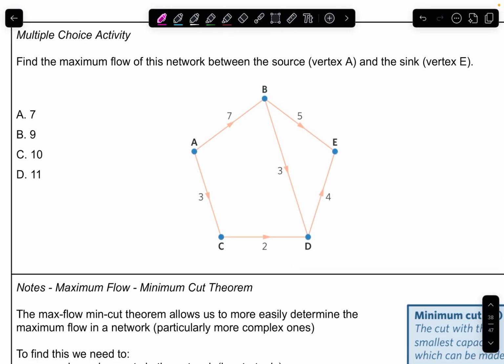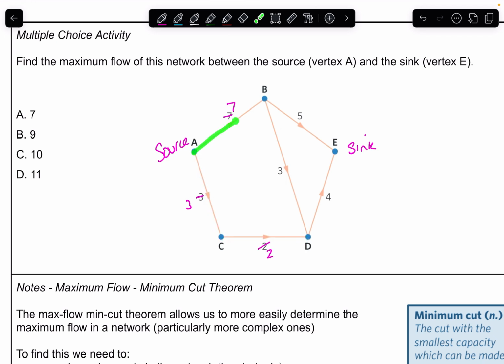Okay, find the maximum flow of this network between source, vertex A, so this one's our source, and the sink, vertex E, sink. Okay, so let's flow through this one and do the same thing. So flowing out, we get a 7 and a 3. As we go through, we can see our 3 comes down through here, but only 2's coming out. So we'll change that to a 2.